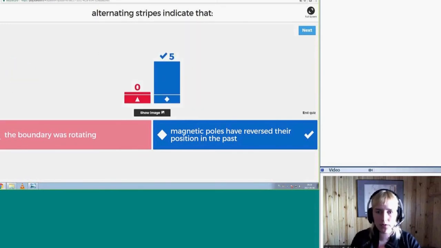Yes, as I mentioned, magnetic poles have reversed their position. So generally we get information on the previous state of the magnetic field based on magnetic measurements of the crust at the bottom of the oceans. But what about land?